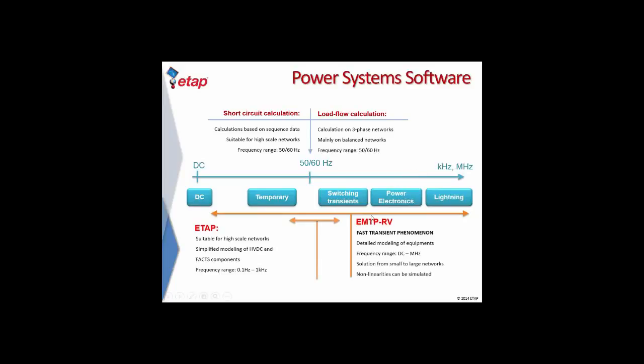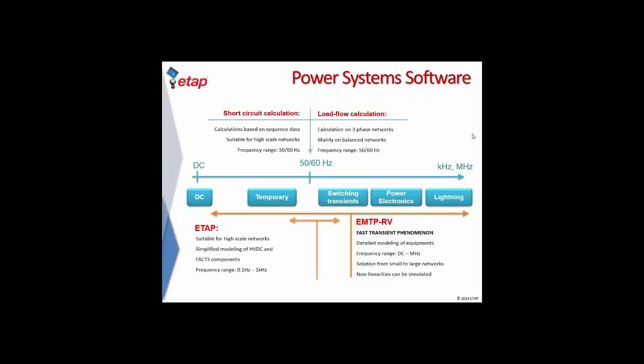EMTP stands for Electromagnetic Transient Program, restructured version. That means that we want to analyze what's happening below the milliseconds. We want to simulate fast transients. We want to analyze, for instance, switching transients. What's happening when I am energizing?